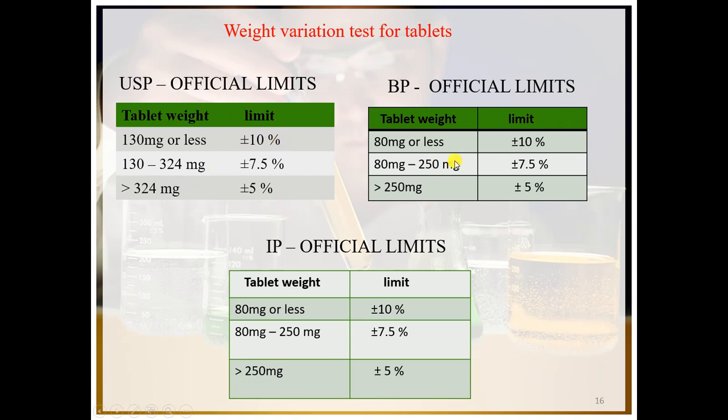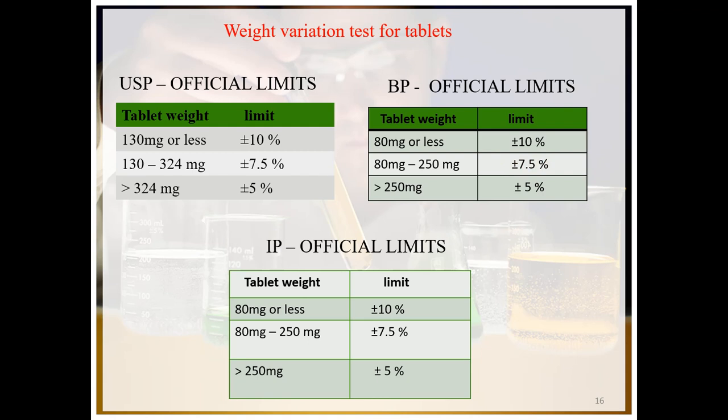And in the second case, according to the British Pharmacopoeia official limits, if the tablet weight is 80 milligram or less than 80 mg, then the official limit is 10%, so the tablet shouldn't deviate from 10%. If the weight of the tablet is 80 milligram to 250 milligram, then the possible limits according to the British Pharmacopoeia is plus minus 7.5%, meaning the tablet shouldn't deviate from 7.5%.